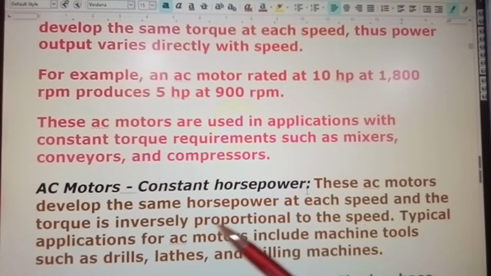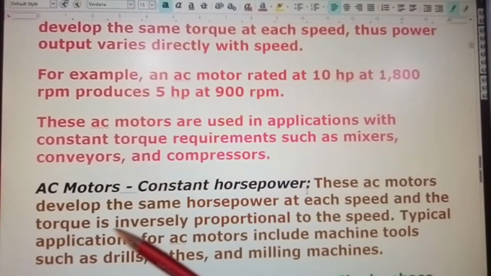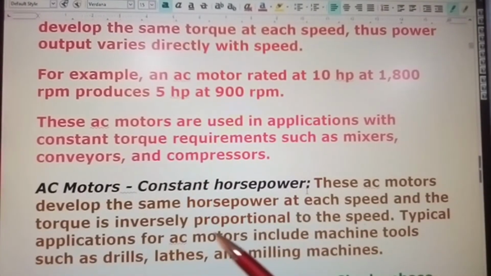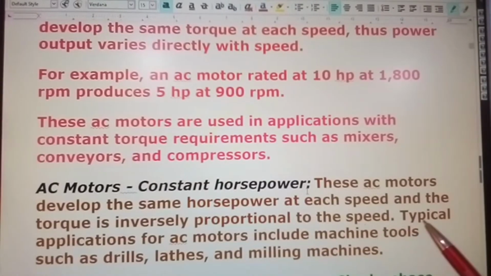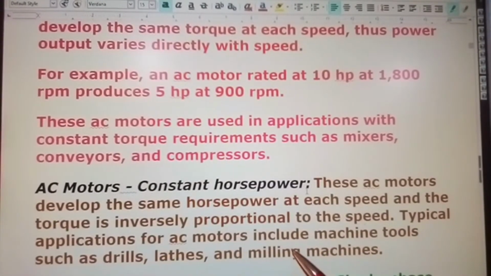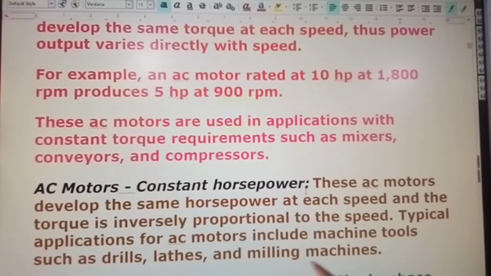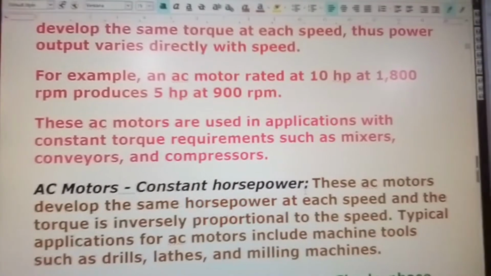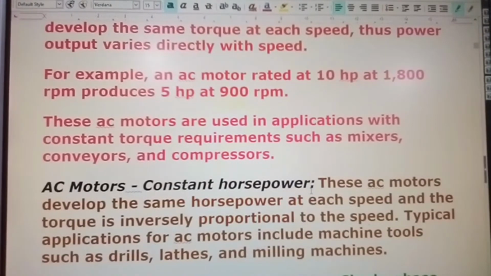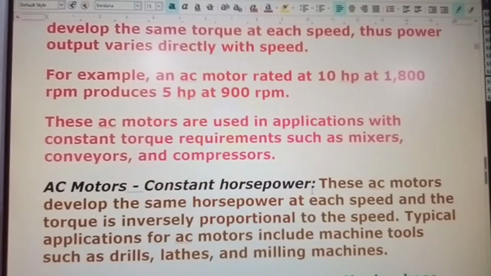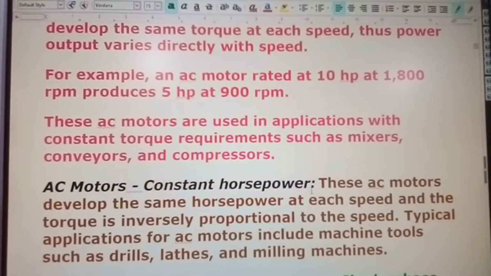The AC motors, constant horsepower. These AC motors develop the same horsepower at each speed and the torque is inversely proportional to the speed. Typical applications for AC motors include machine tools such as drills, lathes and milling machines. Now again here we're just showing you where these motors can be applied and where they can be used and where they're most efficient and effective.